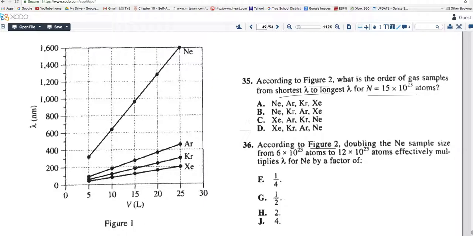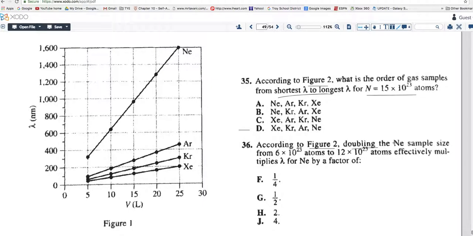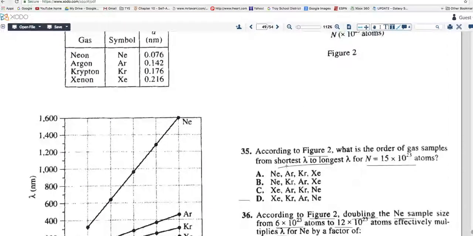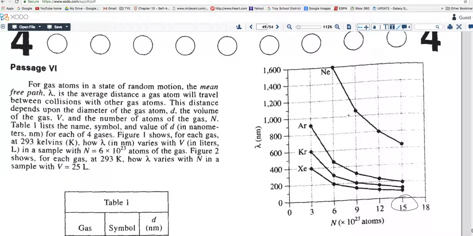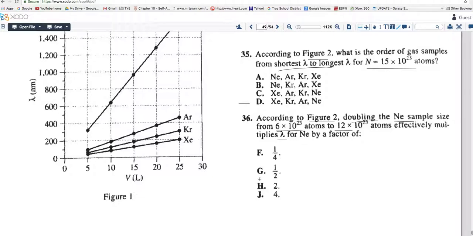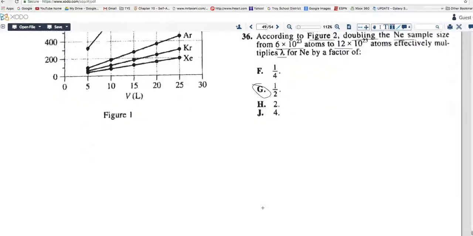Who can do 36? You underline figure 2, doubling NE: 6 times 10 to the 23rd, and then 12 times 10 to the 23rd. Then you look at figure 2, and for 6, NE is at 1600. So if you want that to be at 12, it's 800, and that divides by 2, so it's G. Yes, good. All right, 37.